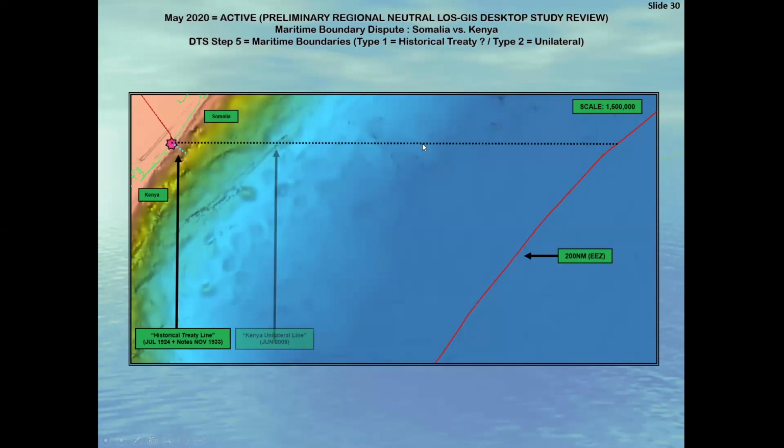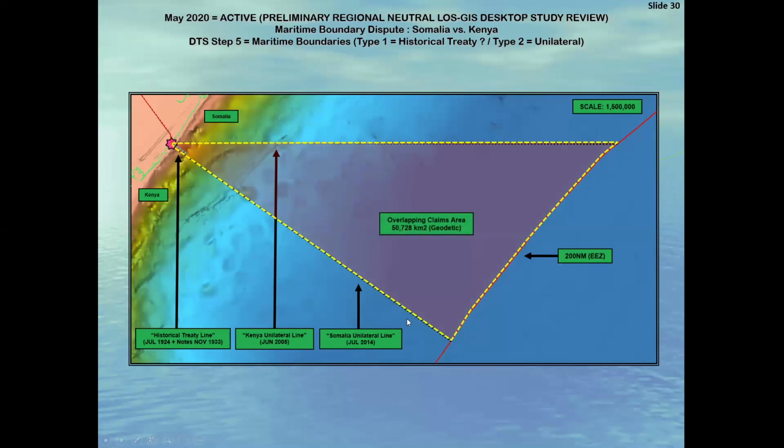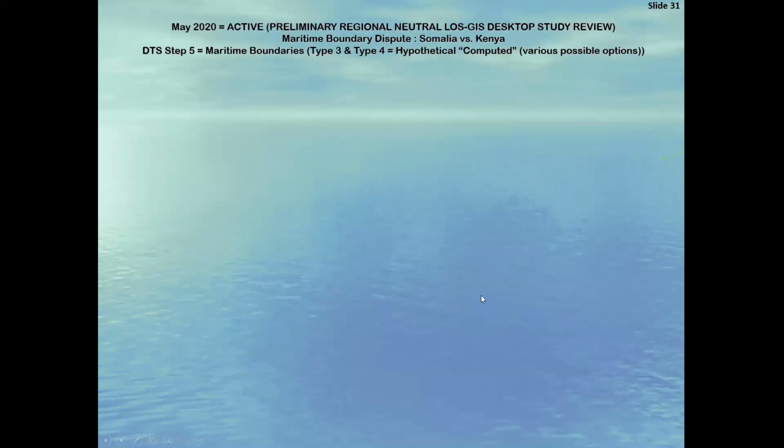The next line is the unilateral line claimed by Kenya, June 2005, with publication of documentation, and it follows a parallel of latitude. The counter line, so that's a unilateral line here, is the Somalia line, July 2014, which runs as a line down in here. But what this is critically giving us is the overlapping claims area, also referred to as the OCA. It's about 50,728 square kilometers by our calculation, based on all the analysis that we have done to date.